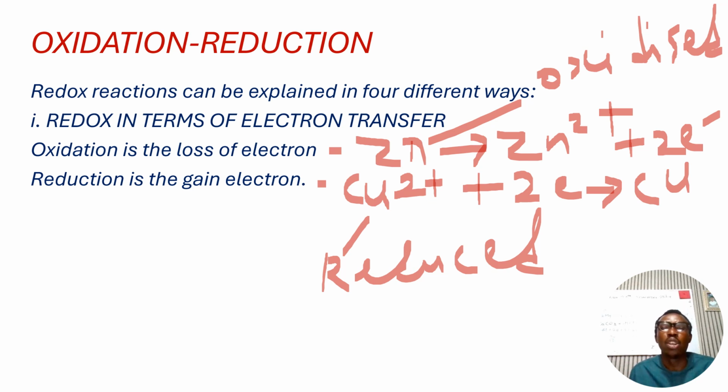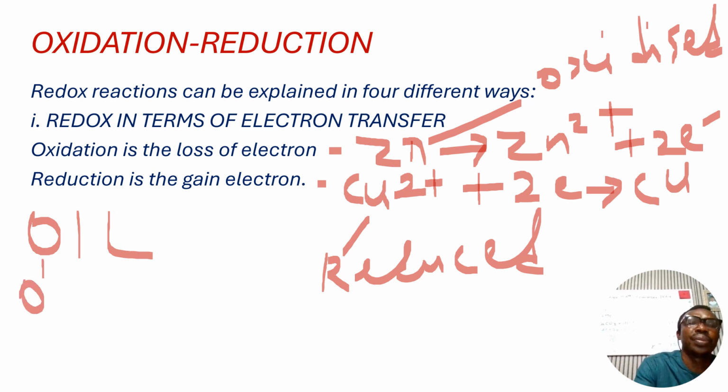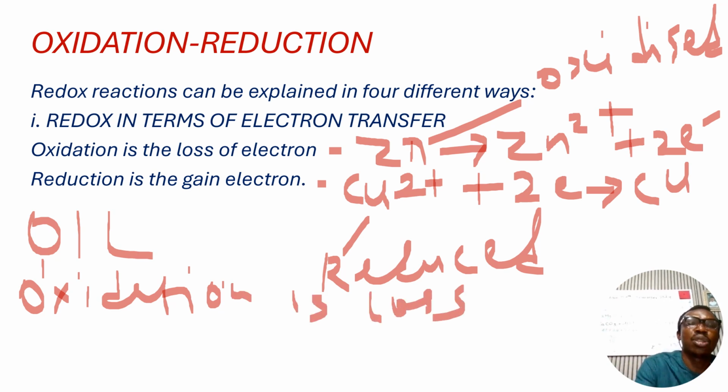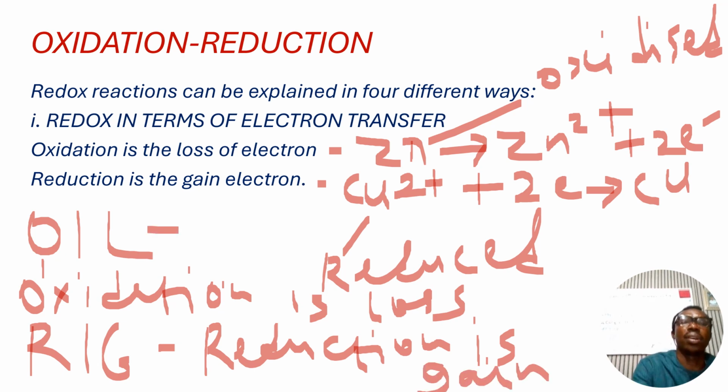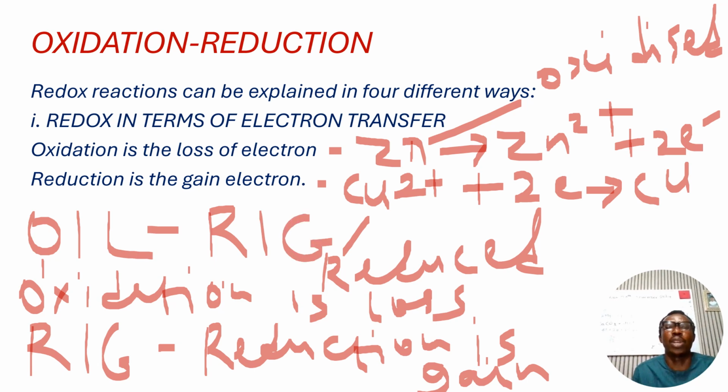In terms of electron transfer, oxidation is loss, while reduction is what? Gain. So we use the acronym OIL, which is oxidation is loss. Then we use the acronym RIG, which is reduction is gain. So we use the acronym OIL RIG to define what? Oxidation and reduction in terms of electron transfer. Oxidation is the loss of electron, while reduction is the gain of electron. So it's as simple as what?